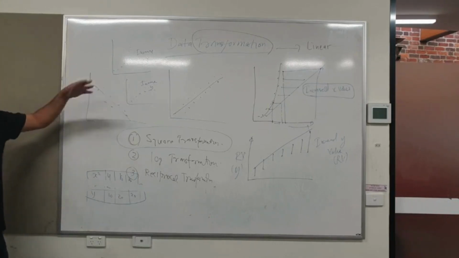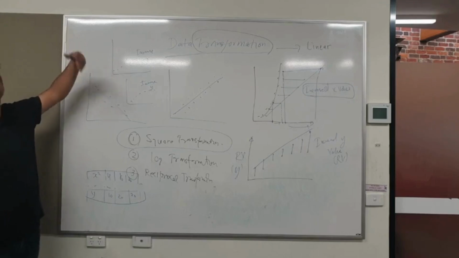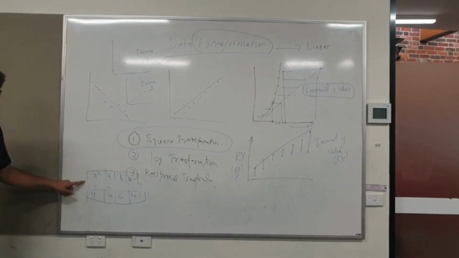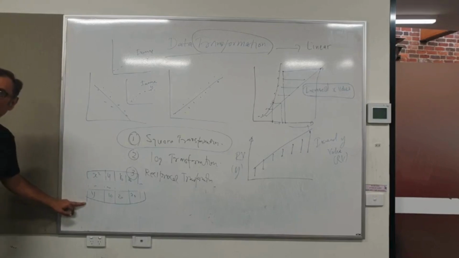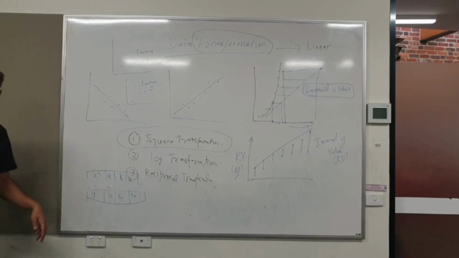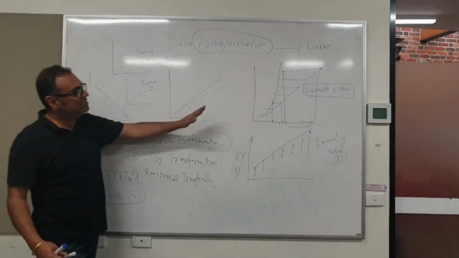So, increasing X means squaring. Square all the X values in your spreadsheet, and now create the scatter plot with X square and Y, rather than X and Y. Now your X square becomes your EV, and Y remains the RV. And then you make the scatter plot, you'll see the scatter plot becomes linear.